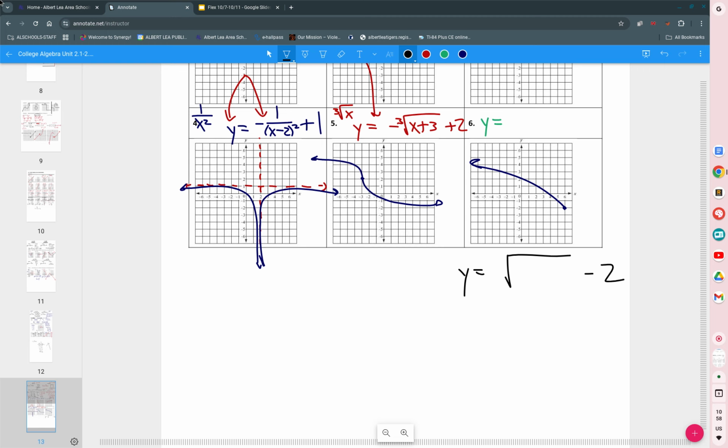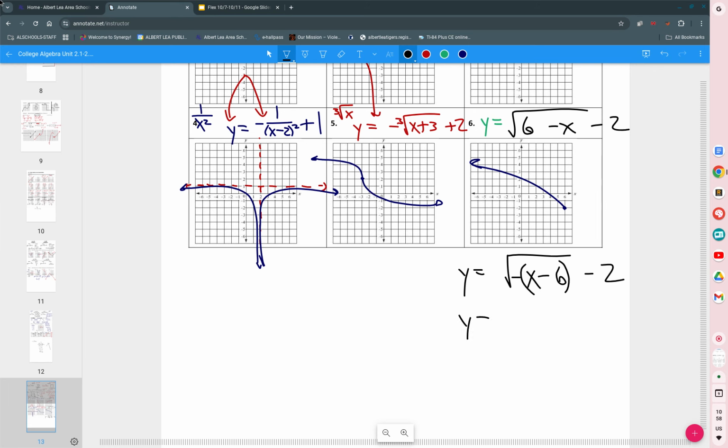Everybody agree it shifted right 6? Yep. So I'm going to start with an x minus 6. And then there's a horizontal flip, so a negative applied to both of those. So in other words, the square root of 6 minus x minus 2. So you could write it like that.